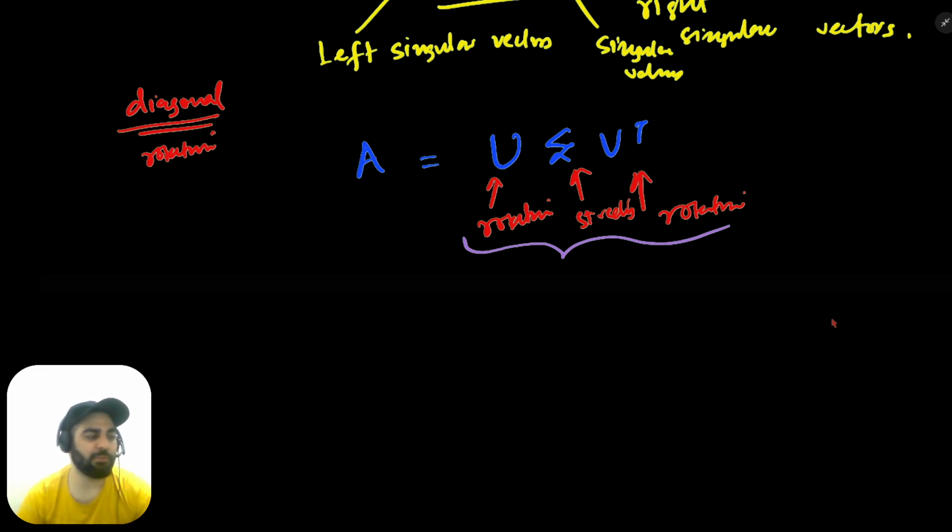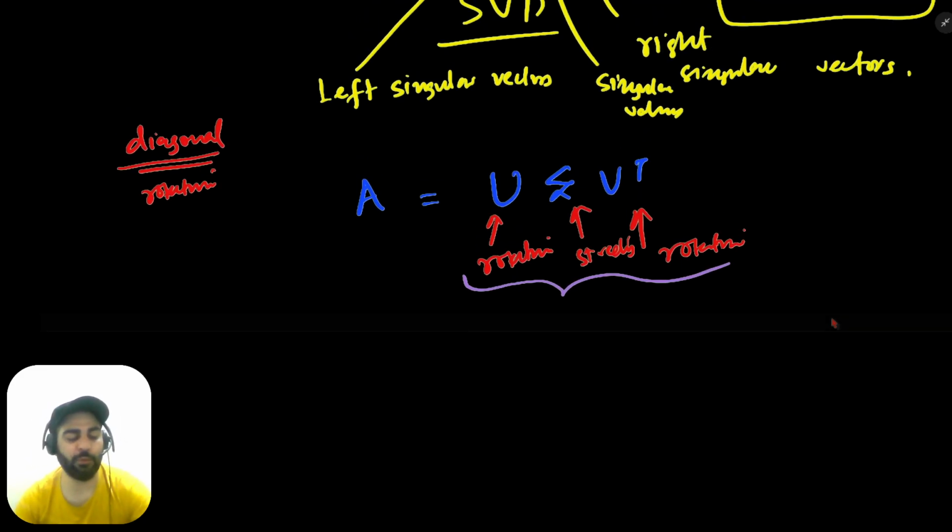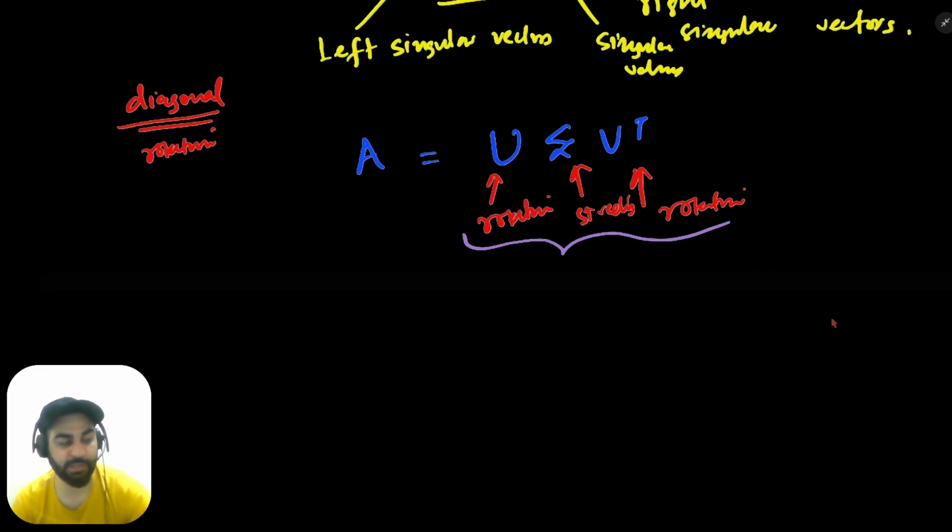Now let me tell you how to compute the vectors in U and VT, and what is so special about them. Until now we have been working with SVD, and now we have the expression of SVD. Now we need to compute U and VT and the vectors in there. So how do we do that?